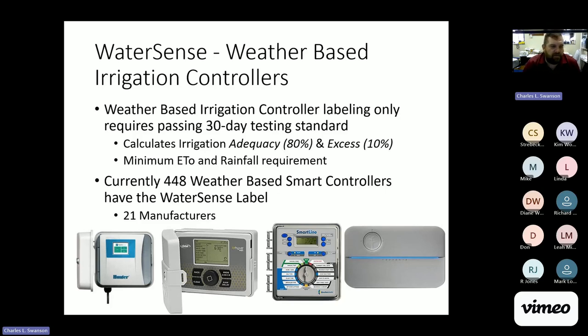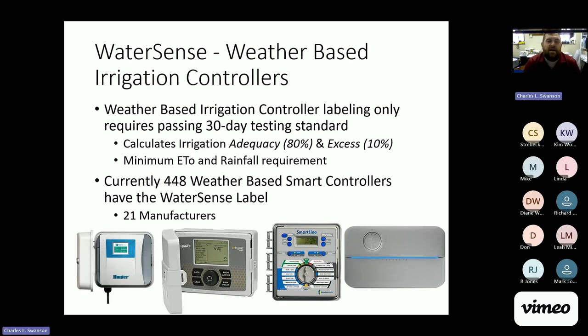And a lot of these weather requirements are meant to make sure the controller is tested during a normal growing season. So you can't test it in the winter months. You test it during a warm season, and there has to be some rainfall occur during the testing program. And so, as I mentioned earlier, the label was released in 2012, and currently, and this is as of this past week, I looked at these numbers.